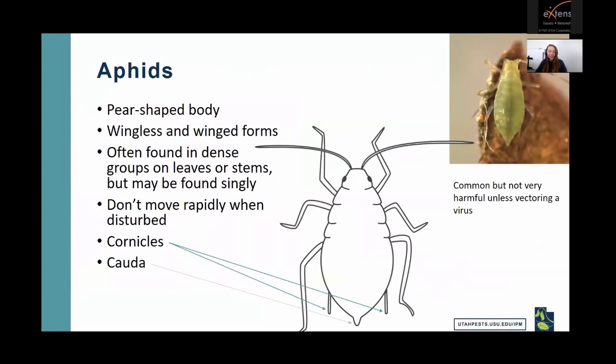So now moving on to aphids. They are a small pear-shaped insect, about 1/8 of an inch long. They come in wingless and winged forms.